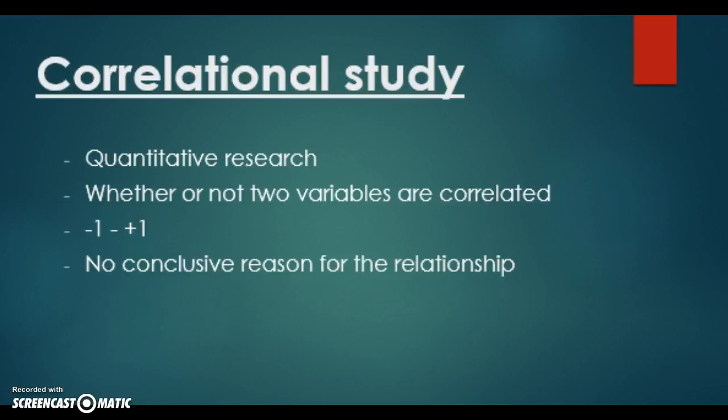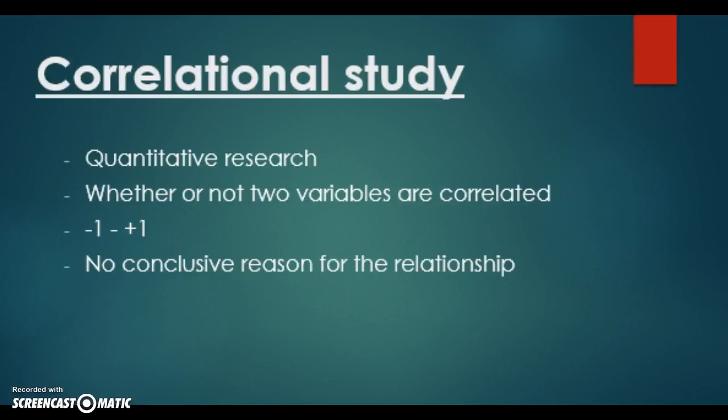The next one is correlational study. This study is quantitative research, and it determines whether or not two variables are correlated or related, if you like. So it sees if an increase or a decrease in one variable will have an effect on another variable. So will that other variable increase or decrease? We measure correlation between -1 and +1. The closer it is to -1, the less correlation, so negative correlation, and the closer to +1, the more correlation, so it would be positive correlation.